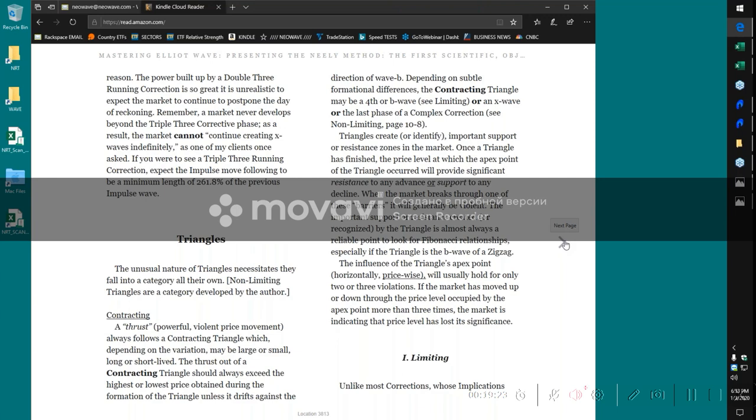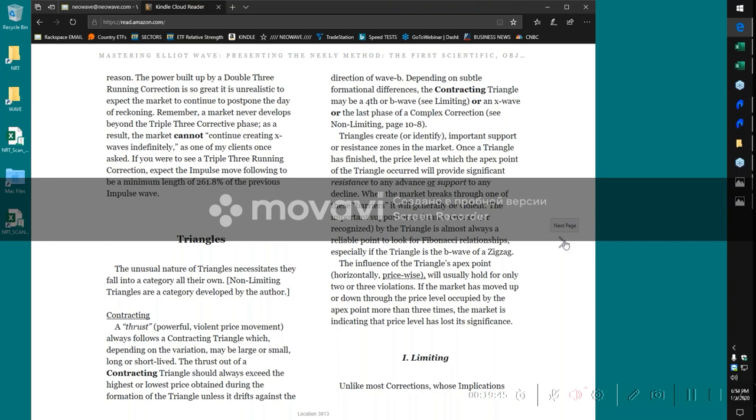So that's the reason why when you move into triangles, the differences in time between A, B, C, and D is going to be less dramatic than what you get in flats and zigzags. But when you get a triangle, you're going to have 5 segments. The first segment needs to be the most violent if it's a contracting triangle, and the C wave in a contracting triangle will almost always be 61% of wave A.